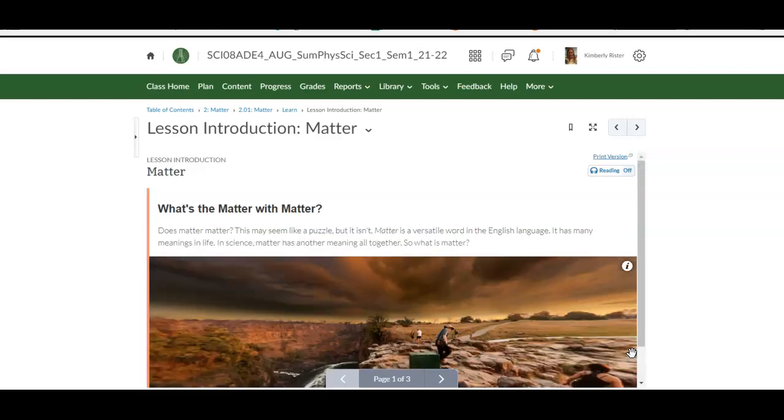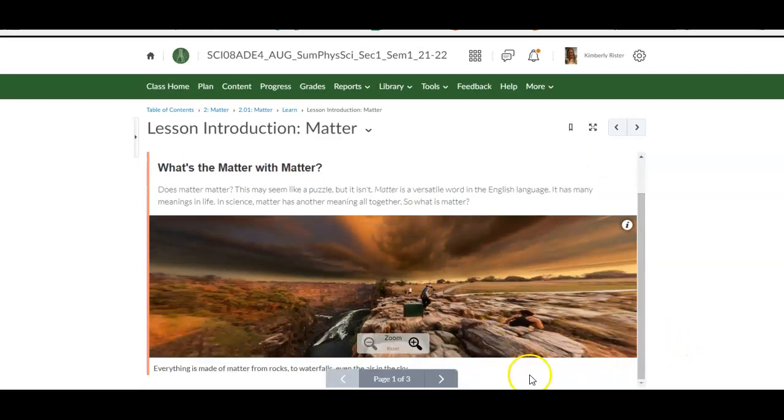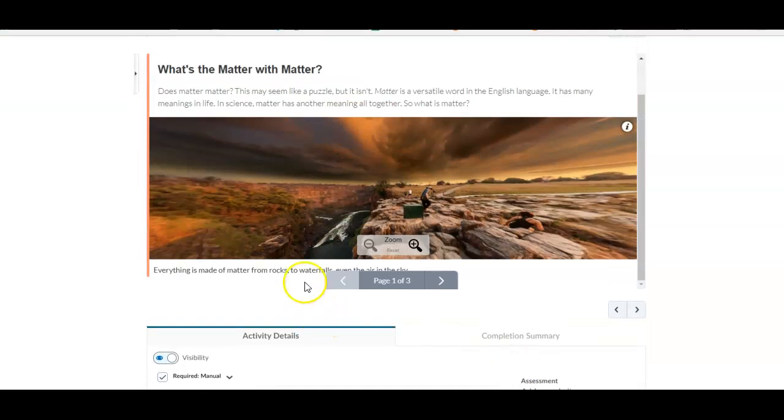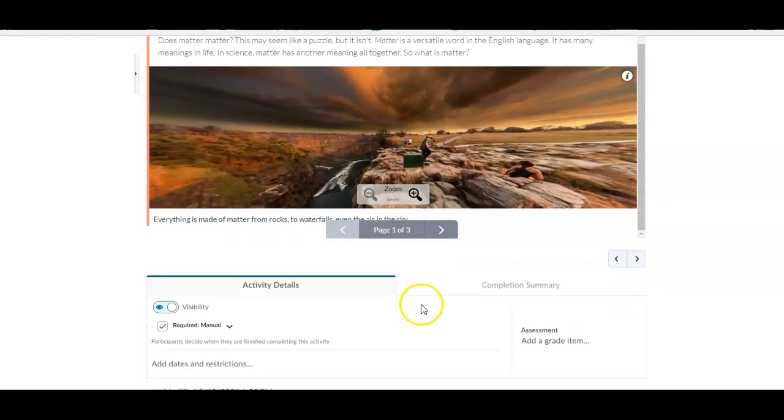So does matter matter? This may seem like a puzzle, but it isn't. Matter is a very versatile word. So in English language, it has many meanings in life. In science, matter has another meaning altogether. So what is matter? We can see down here that it kind of gets in the way with this page bar here, but let's see if I can get it to slide up or down. Nope, it's just right in the way. Everything is made of matter. So if we're looking at this picture, everything in the picture, the air, the rocks, the waterfalls, everything.